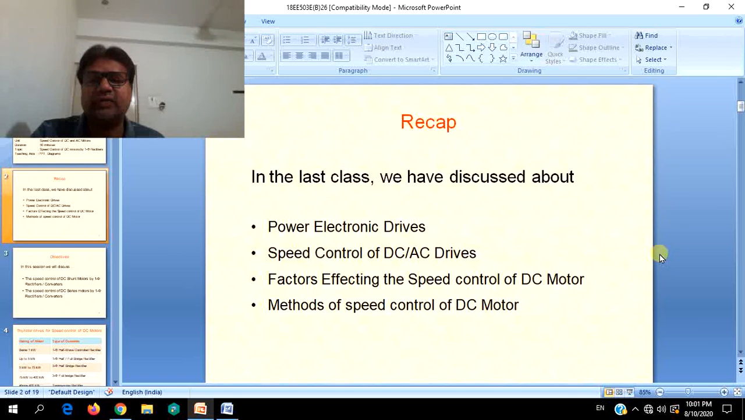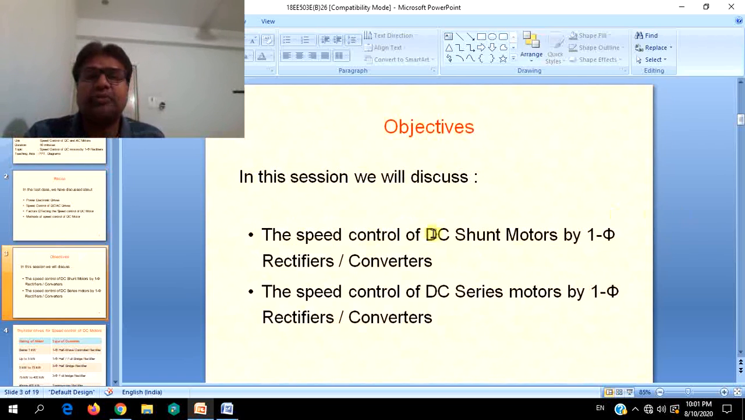One by one, first we will discuss shunt motors and next series motors. So in this particular session, we will be mainly discussing the speed control aspects of DC shunt motors by using single phase rectifiers or converters for the case of shunt as well as series motors.